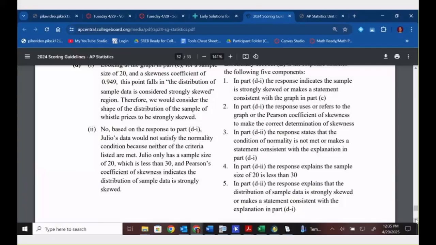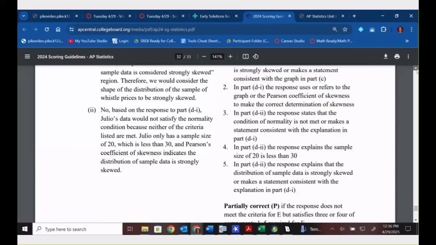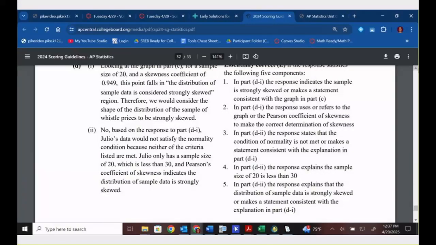In part DII, the response states that the condition of normality is not met or makes a statement consistent with the explanation in part DI. In part DII, the response explains the sample size of 20 is less than 30. So you've got to talk about that central limit theorem idea there. And in part DII, the response explains that the distribution of sample data is strongly skewed or makes a statement consistent with the explanation in part DI. All five of those criteria would be an E, 3 or 4 would be a P, and 2 or less would be an I.